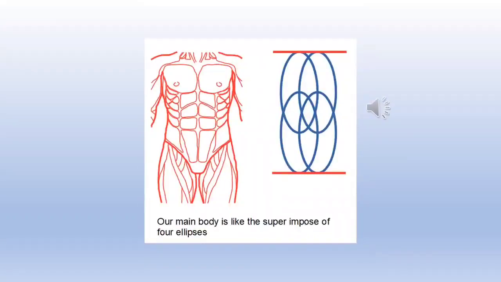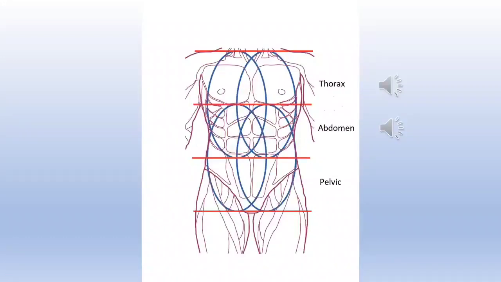Before we superimpose the 4 ellipses onto the body again, you can roughly see on the left hand side the muscle system, and on the right hand side the 4 ellipses. Then we are going to superimpose these two together. Finally we superimpose the two. Okay, so it meshes very well.